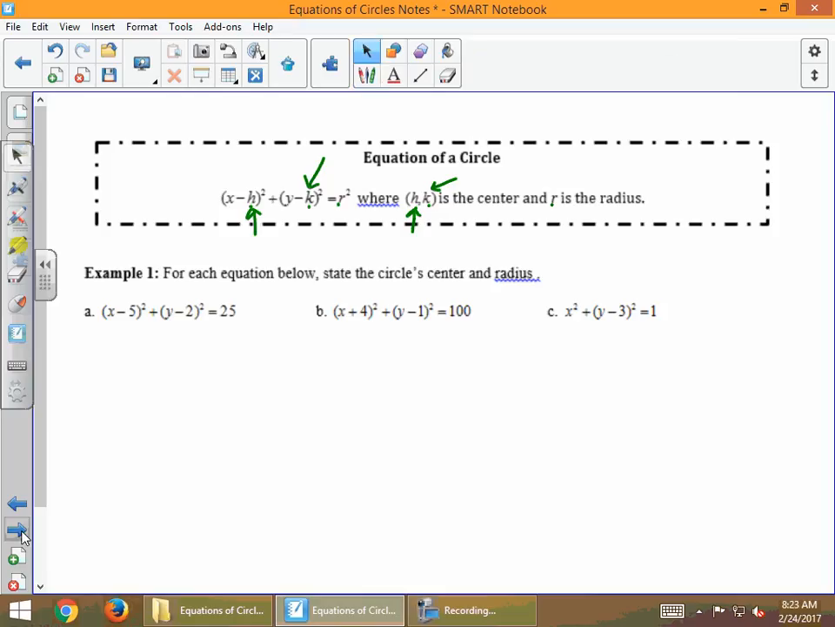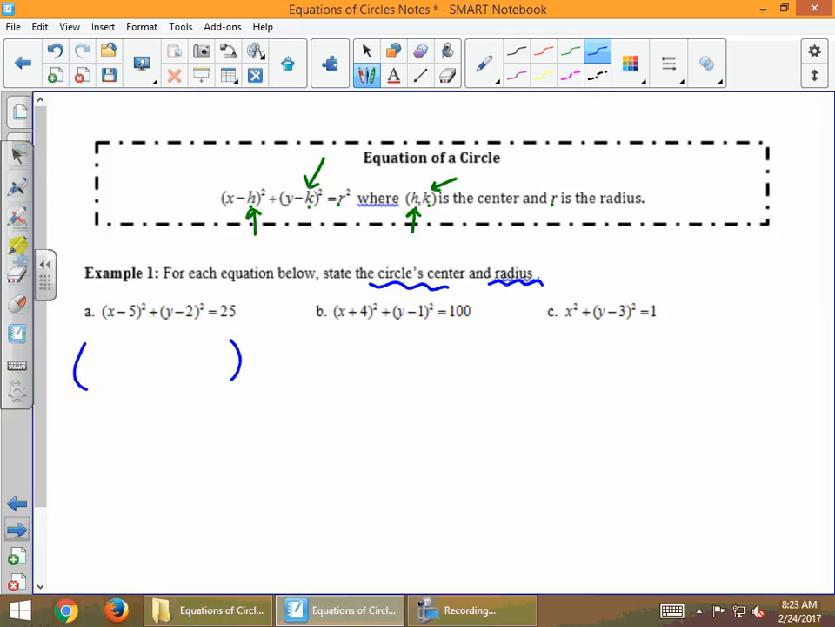So look at this first example. We're given the equations of the circle. We just need to find the center and the radius. Okay, so for the center, I'm going to make my point because I know I need to find the center. Draw my r because I know I need to find the radius.